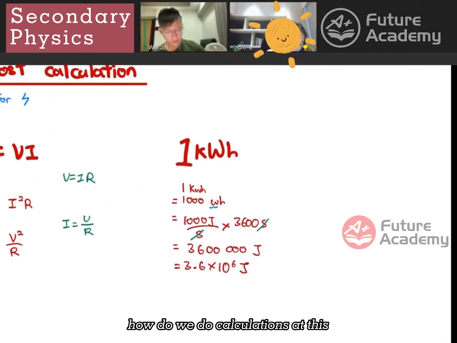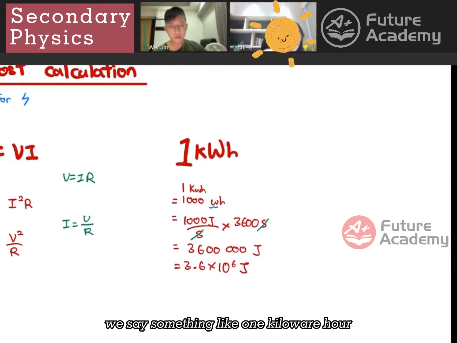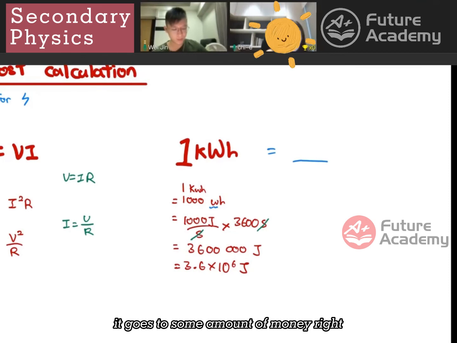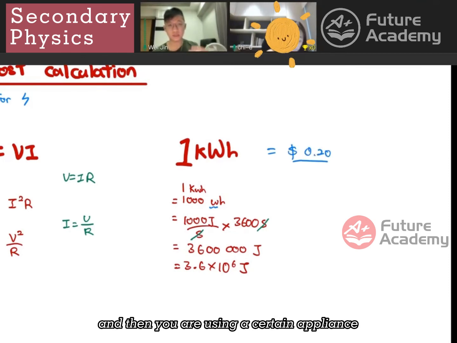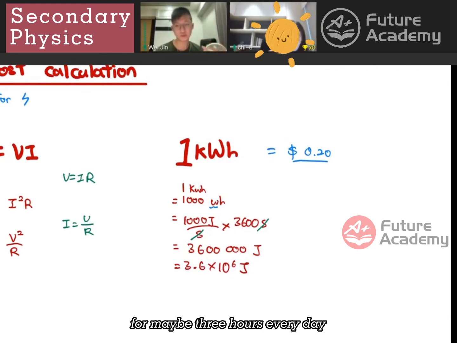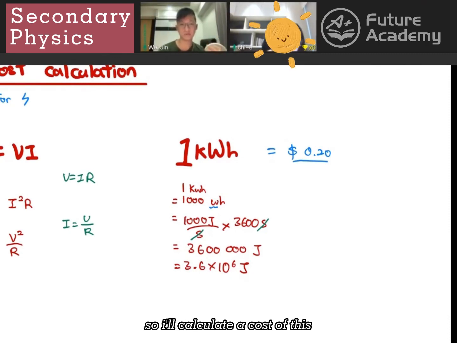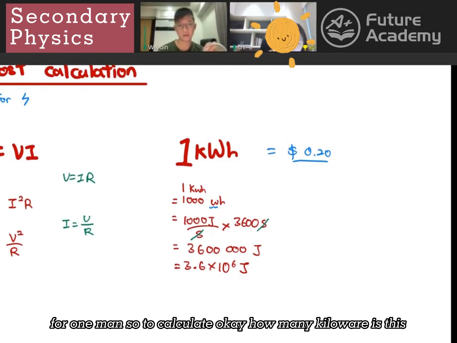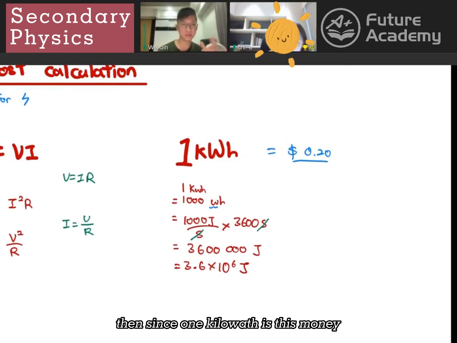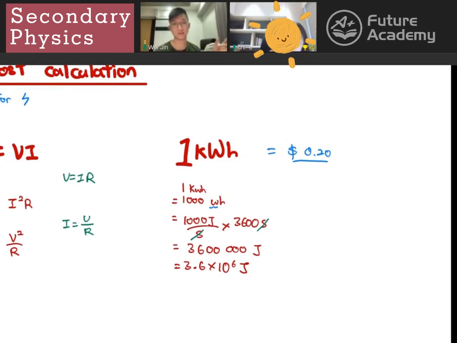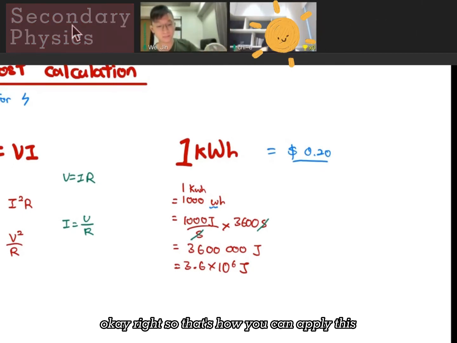Typically, how do we do calculations like this? Typically, questions will say something like 1 kWh equals some amount of money, maybe 20 cents or something like that. And then you are using a certain appliance for maybe 3 hours every day. So calculate the cost of this for 1 month. You have to calculate how many kilowatt hours this is. Then since 1 kWh is this much money, you just multiply it across. So that's how you can apply this.